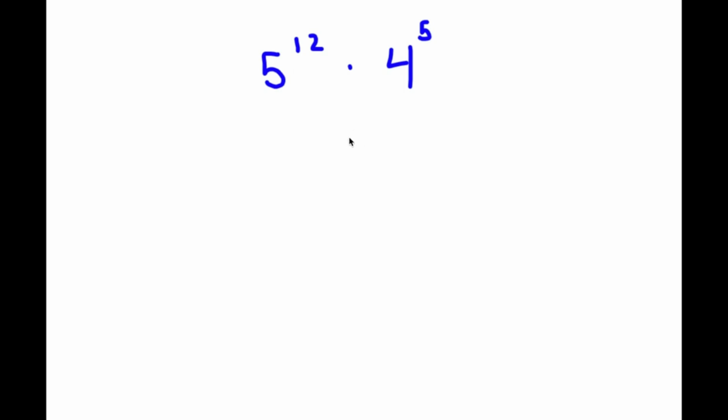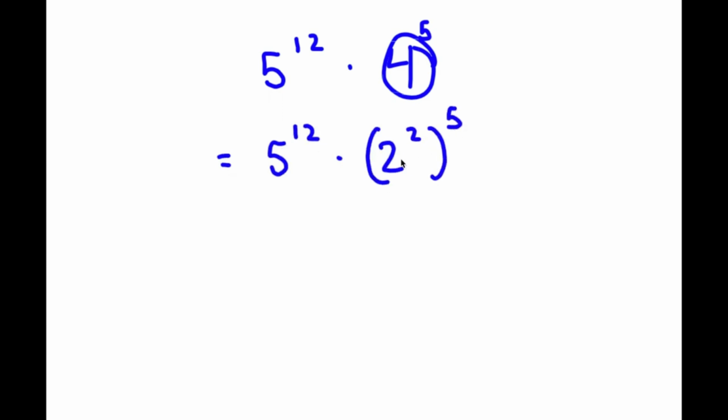Alright, so in this problem, I have 5 to the power of 12 times 4 to the power of 5. So to solve this, I'm going to first rewrite 4 here as 2 to the power of 2. So now I have 5 to the power of 12 times 2 to the power of 2 to the power of 5.